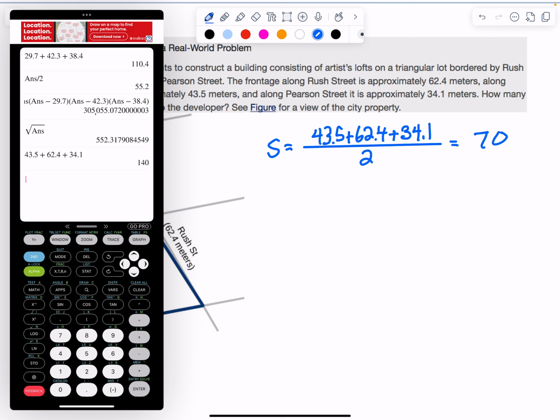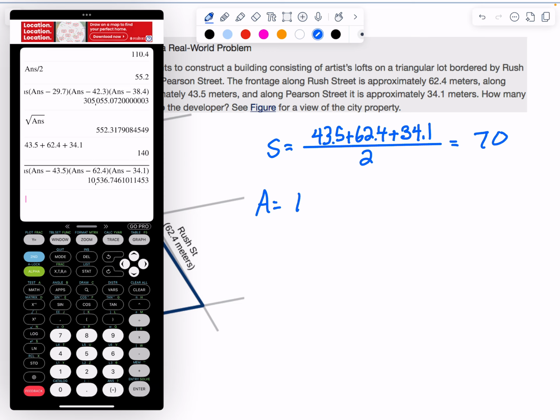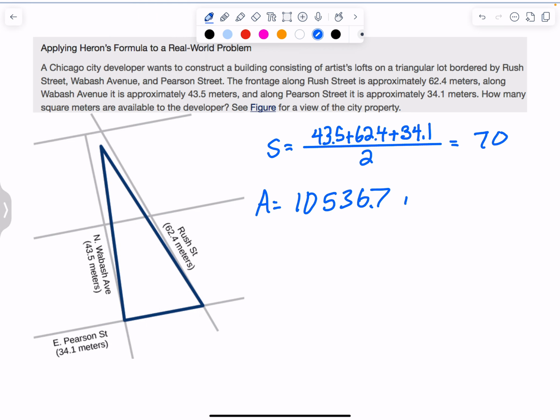To find the area, let's throw it all in a square root and see if we can do it all at once. The answer times the answer minus 43.5, the answer minus 62.4, and the answer minus 34.1. I just hate typing all this in. We have them all there, and that gets me 10,536.7, and this is in square meters.